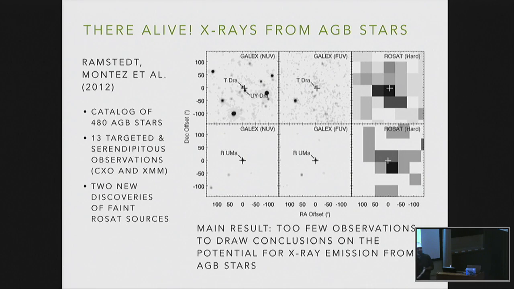Very few observations, serendipitous or otherwise, of AGB stars. And in that, we didn't find any new discoveries of X-ray emission from Chandra and XMM, but we did find two previously unidentified or unassociated AGB stars in the ROSAT catalog that emitted X-rays, and I'm showing you them here. I'm showing you the two GALEX bands here for these stars, and I'm showing you the ROSAT observation here to show you that, yes, they are there, but maybe not if you squint. I'm also pointing out that here you see that GALEX actually sees these two AGB stars as well. And so the UV emission is not completely attenuated unless it's coming from a companion or another source or coming from above this circumstellar envelope.